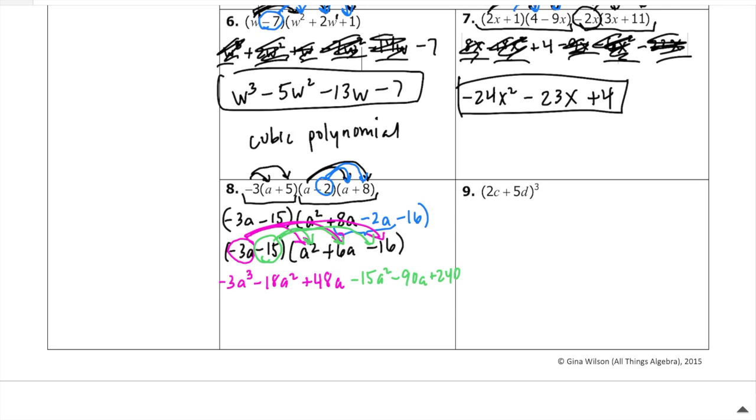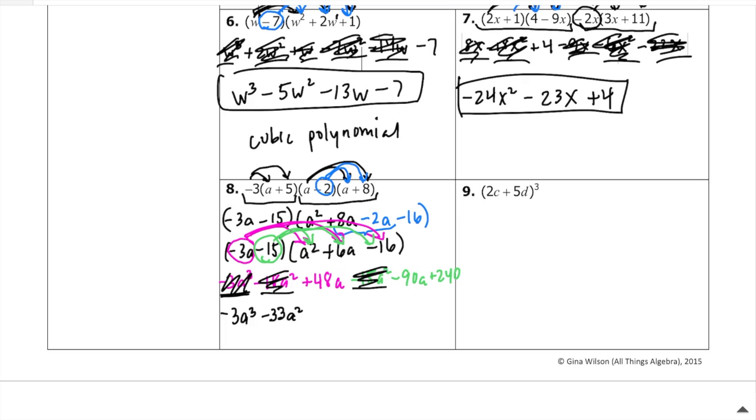Okay, so now let's just combine like terms. It seems like a to the third is my highest degree here. So I have negative 3a to the third. Let's see, I got an a squared here and an a squared here. Negative 18 minus 15 is negative 33a squared.